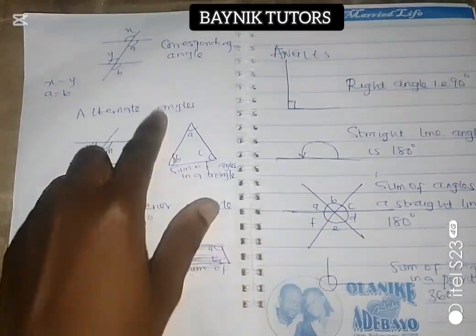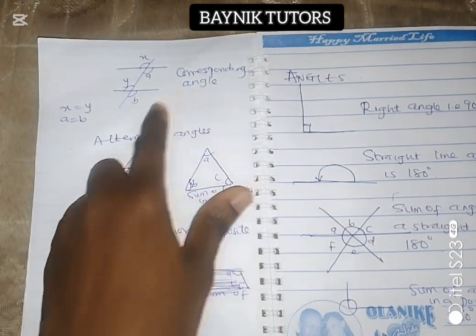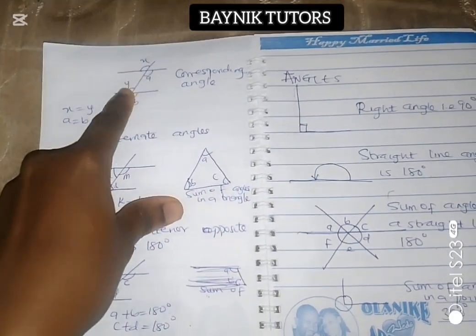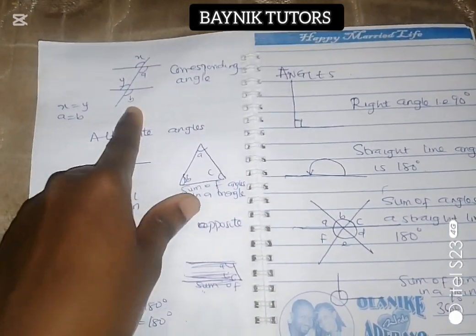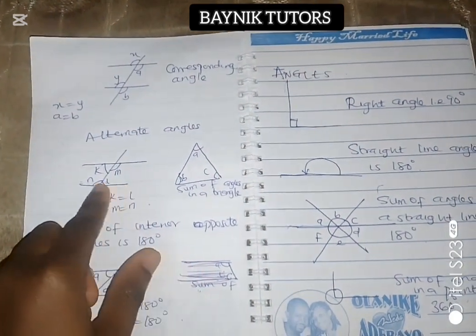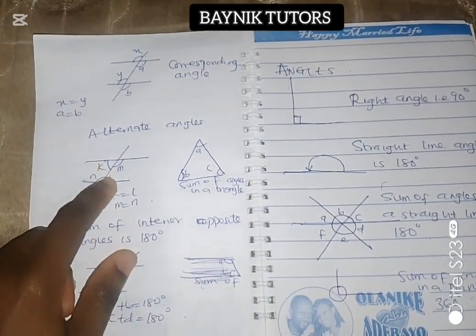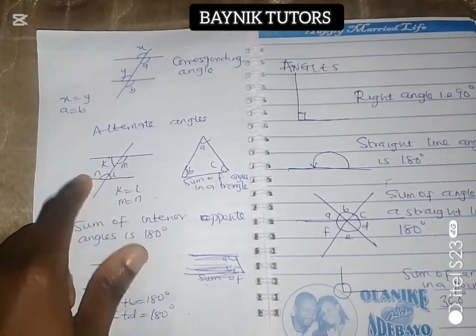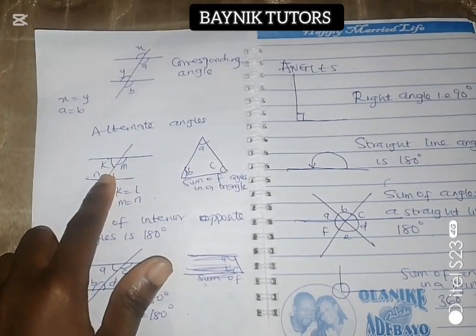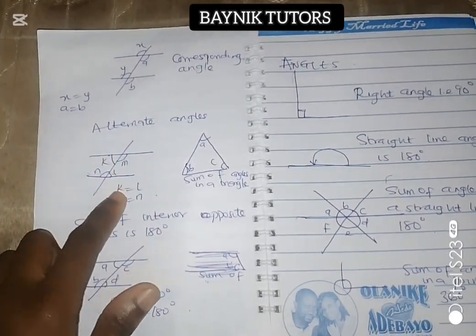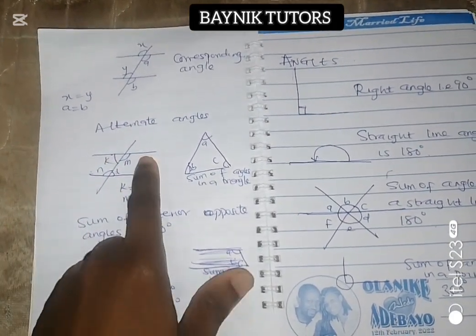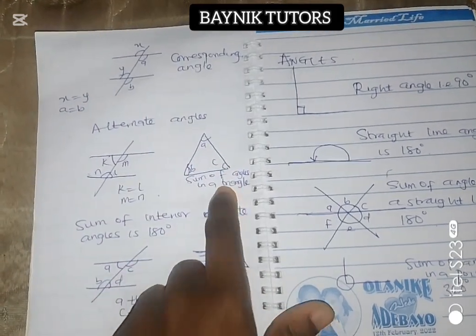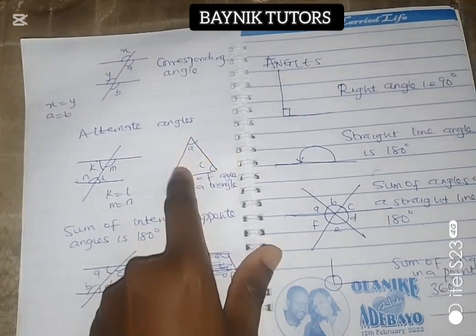Do you understand? So now when you see something like this, a corresponding angle, it means that x equals y, a equals b. Do you get it now? So alternate angles, when you see something like this, k equals l, m equals n, it's just like cross multiplication. You see it now? So when you see a question like this, you should be able to know this is an alternate angle.